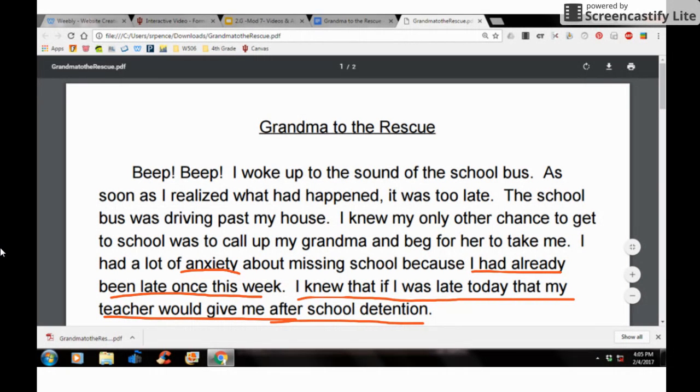The author's clues are things like, I had already been late once this week. And the author also said, I knew that if I was late today that my teacher would give me after-school detention. This leads me to believe that the word anxiety means worried. Obviously, being late is not a good thing, and after-school detention isn't either. So it makes me think that maybe this girl in the story is a little worried about missing school.